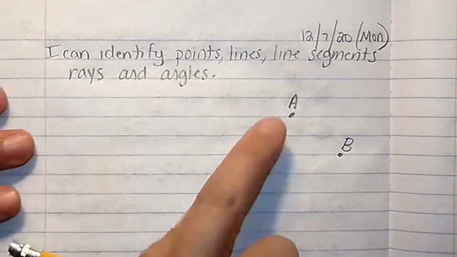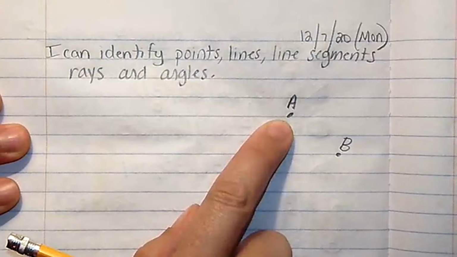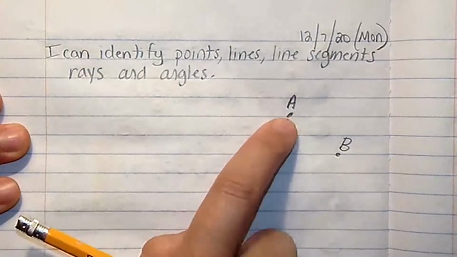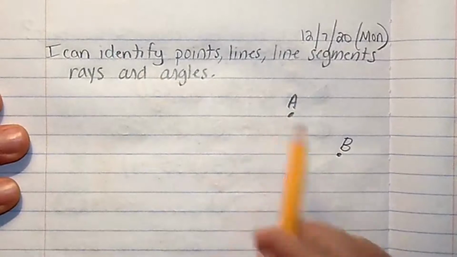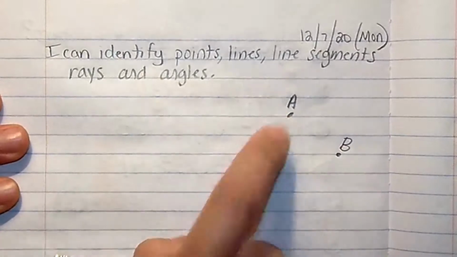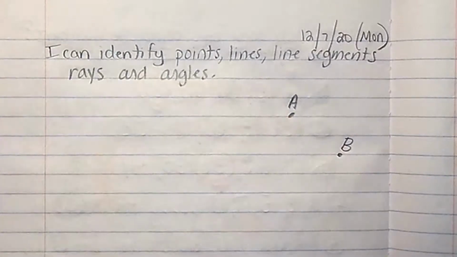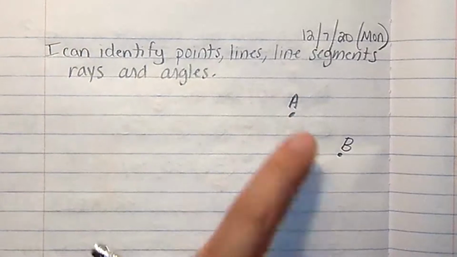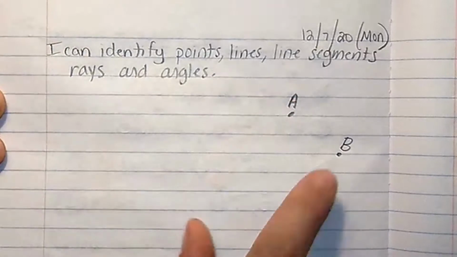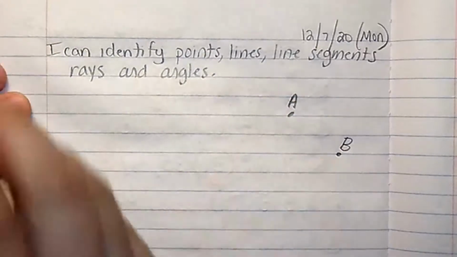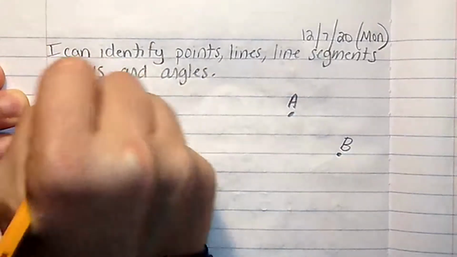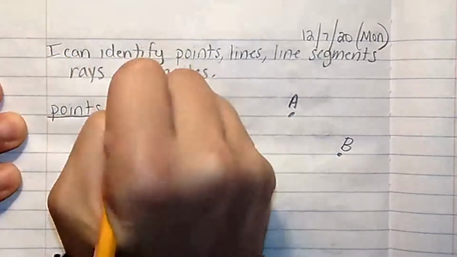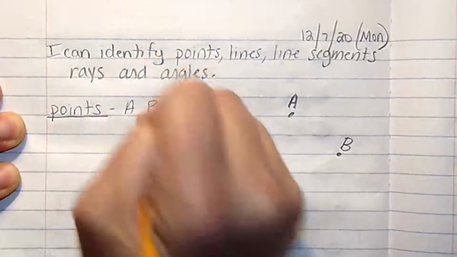A point gives you an exact location in space. It's just one exact spot. If I was digging for buried treasure, there might be an X on the spot and I would dig right there. It tells me the location of my treasure. For this case, it tells us the location of point A, and this gives us the location of point B. So these are examples of points. We have point A and point B.